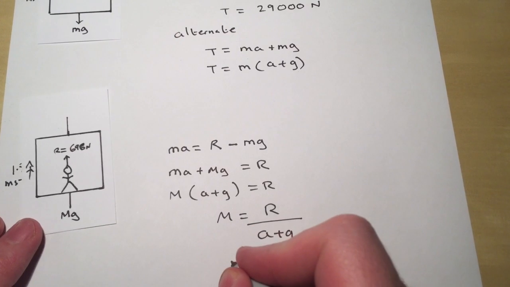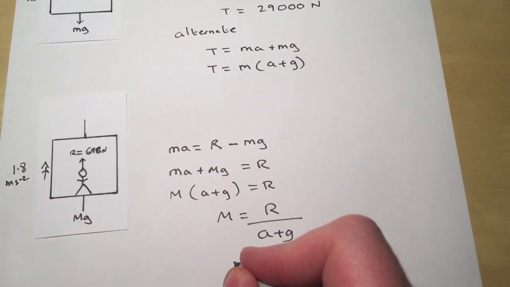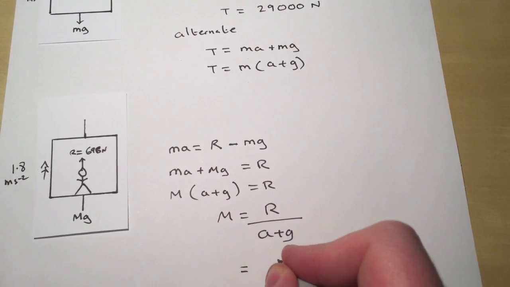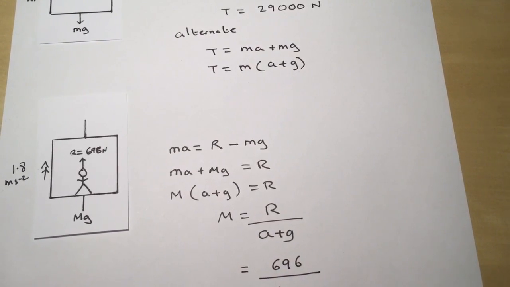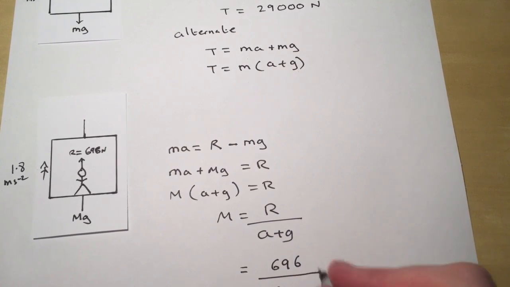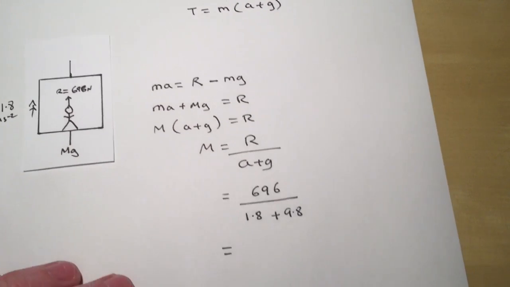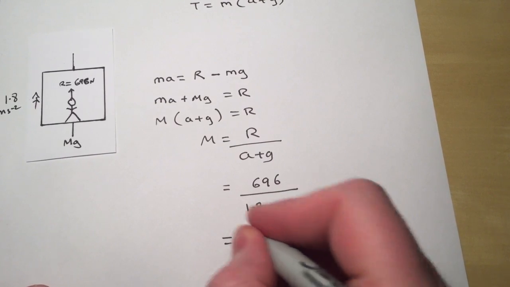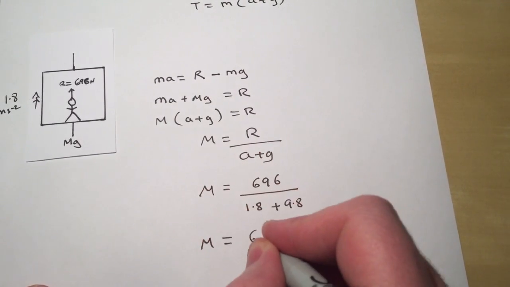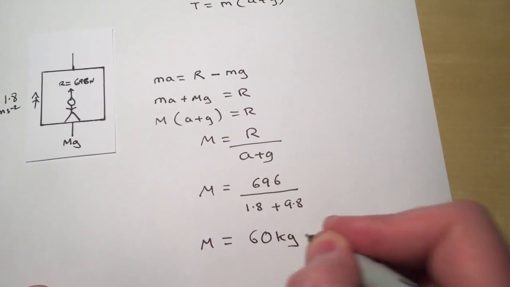Substitute the values in. So the values we've got are R is 696, a, the acceleration, is 1.8, and gravity, acceleration due to gravity, is 9.8. We put these values into our equation, and we end up with a mass m of 60 kilograms.